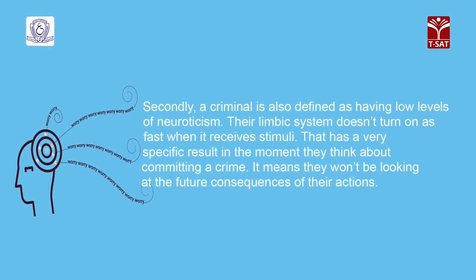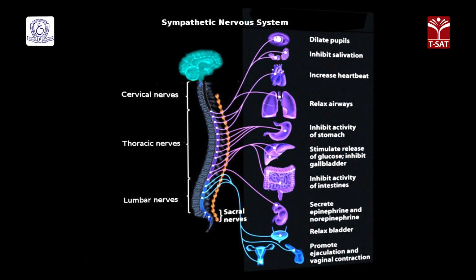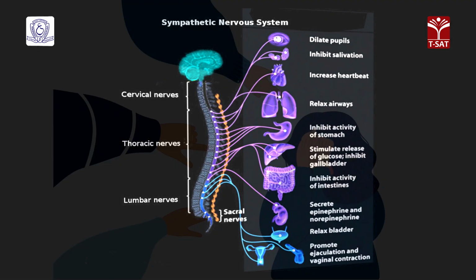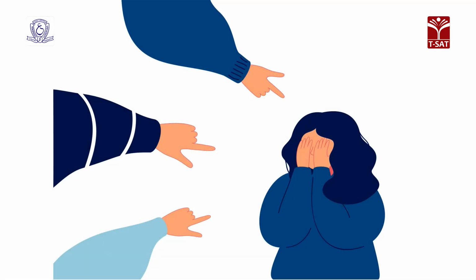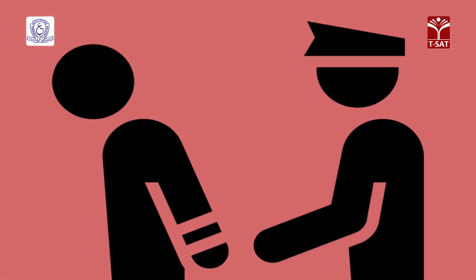Secondly, a criminal is also defined as having low levels of neuroticism. Their limbic system does not turn on as fast when it receives stimuli. That has a very specific result in the moment they think about committing a crime. It means they won't be looking at the future consequences of their actions. On top of that, the stimuli don't activate the autonomic nervous system's sympathetic nervous system. That will stop them from feeling guilty and regretting what they did later on. Lastly, someone who has committed a crime will have a high degree of psychoticism. That means they don't feel empathy and are unconcerned about what they have done.